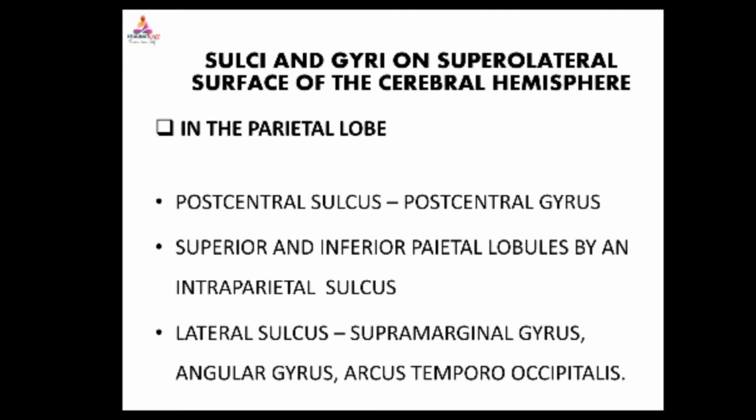Next is the lateral sulcus. The upturned posterior end of the posterior ramus of the lateral sulcus and the posterior ends of the superior and inferior temporal sulci extend into the inferior parietal lobule to divide it into three parts. First one is the supramarginal gyrus, second is the angular gyrus, then the arcus temporo-occipitalis.